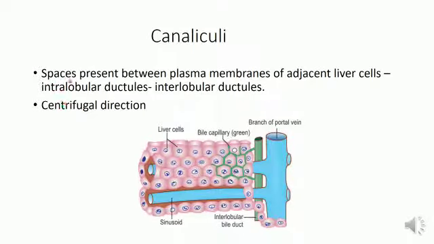Canaliculi are spaces present between the plasma membranes of adjacent liver cells into which bile secreted by the liver cells is poured. At the periphery of the lobule, the canaliculi become continuous with intralobular ductules, which in turn continue with large interlobular ductules of portal triads. Hence, bile canaliculi function in centrifugal direction.